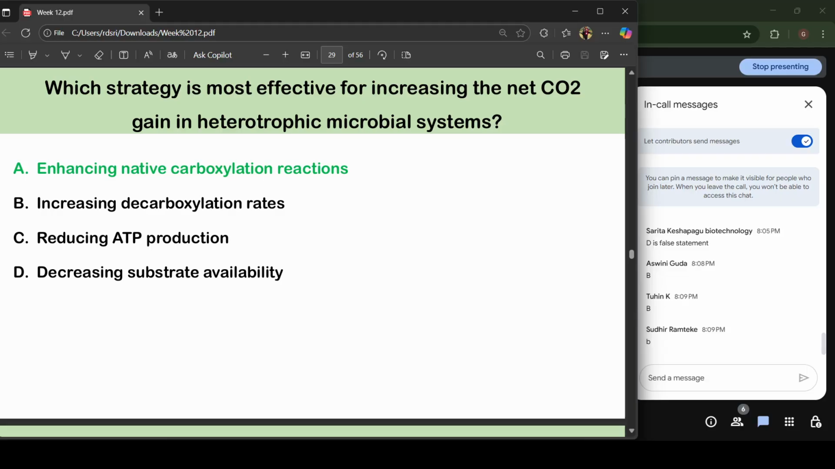Okay, so mostly the answer was increasing decarboxylation rate. So can any of you explain why it was supposed to be B from your perspective?